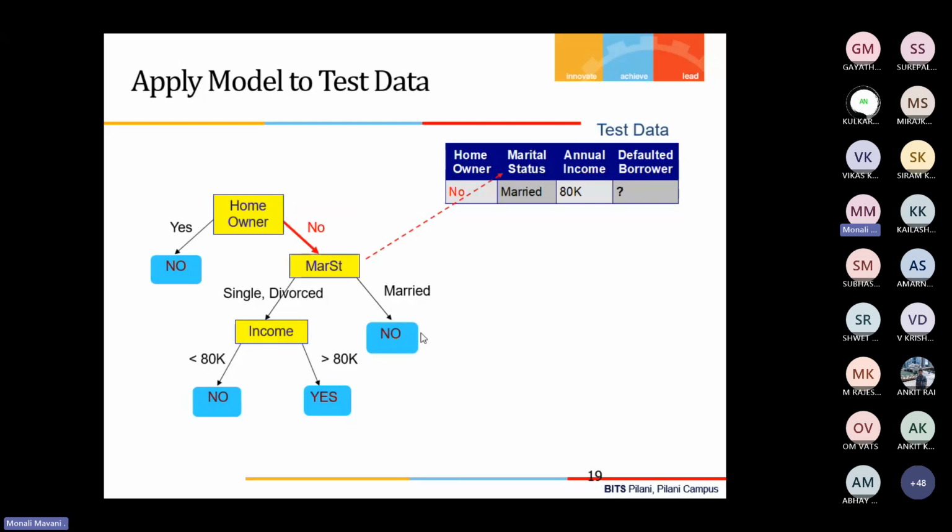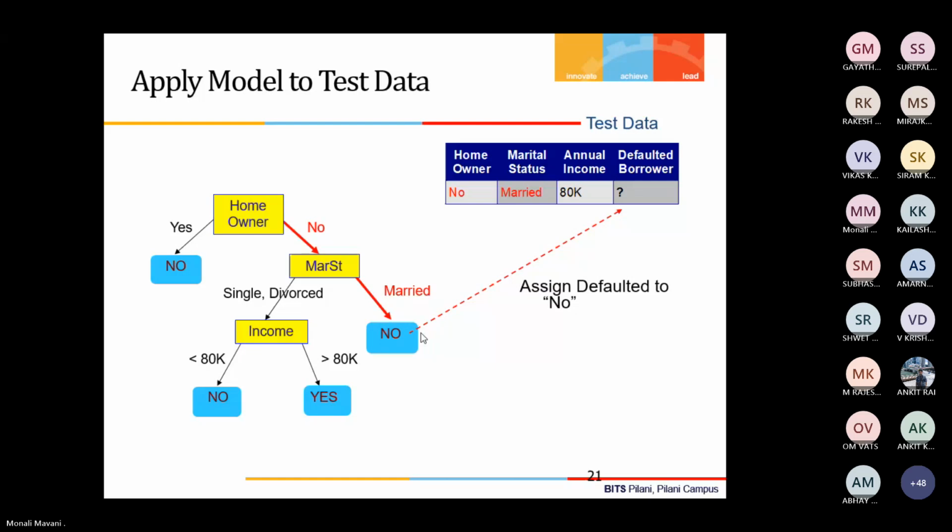Okay, this is just a graphic of how we traverse the decision tree. Now, if you have any doubt till now, you can ask me. Next I'll talk about how we choose homeowner, marital status or income. That's where the theory will come.